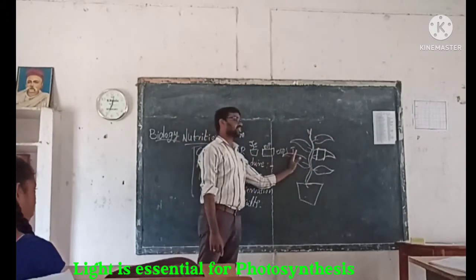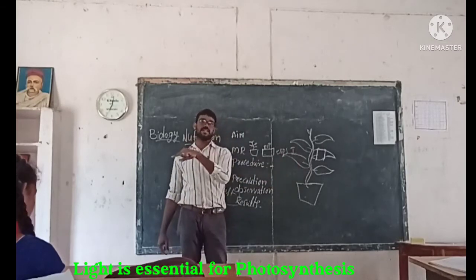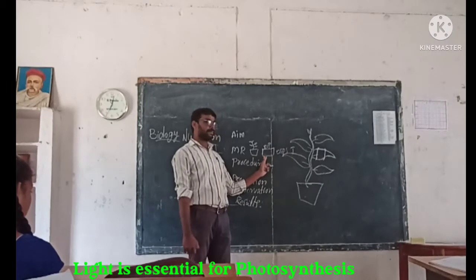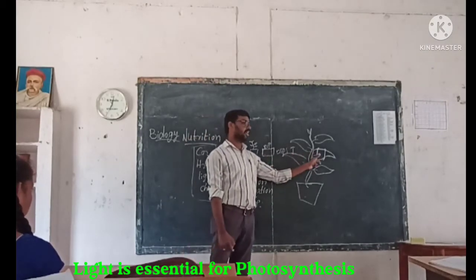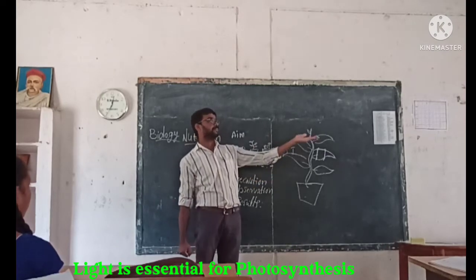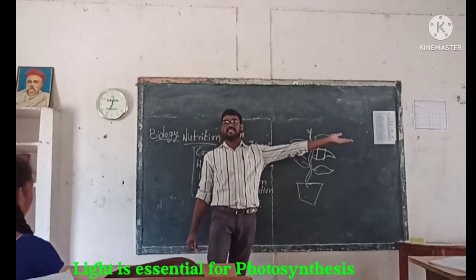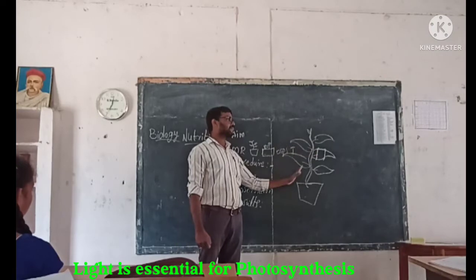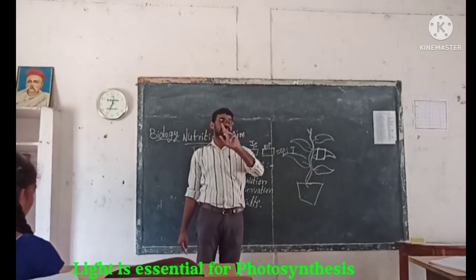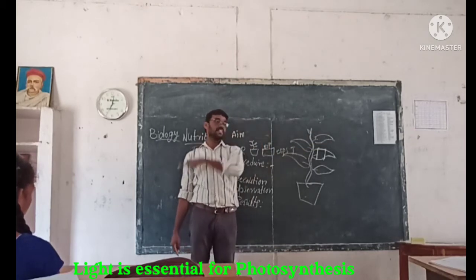First of all, you have to take a potted plant and keep it in the dark room for 4 to 7 days. After that, bring out the plant, take one black paper, and arrange the black paper on a leaf using clips. After arranging this, we have to keep that plant in sunlight. And the same setup you have to arrange in the dark room. You have to prepare 2 sets. One is for light, one is for the dark room.